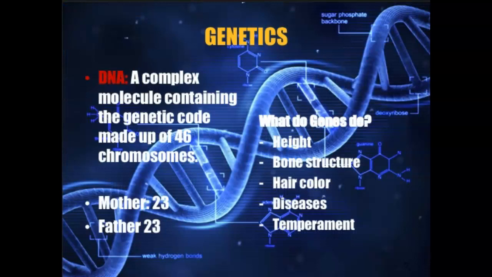Now, when looking at it strictly from a nature stance, we're talking about genetics. Okay, what is hereditary? And so our DNA, the complex molecule sequence containing the genetic code made up of 46 chromosomes. So, okay, you've learned this in biology class. We've got 46 chromosomes, 23 from your mother and 23 from your father. And so these DNA sequences make up our height structure, our bone structure, our hair color, possible chances of getting disease passing on from our parents, our temperament, our intelligence, our athletic abilities. All these things are going to be related to our genetics.